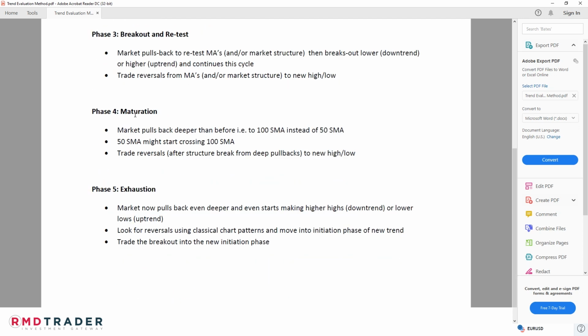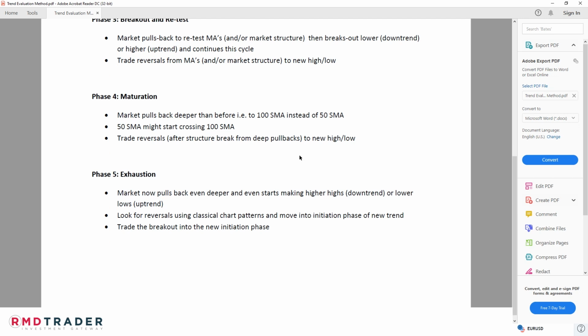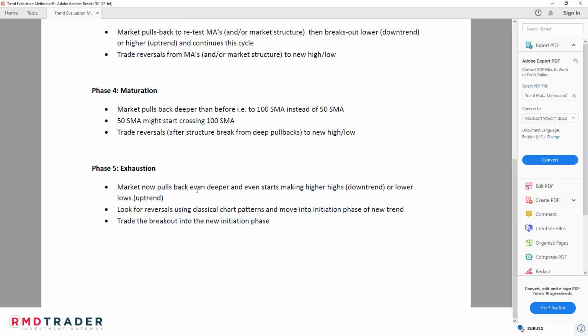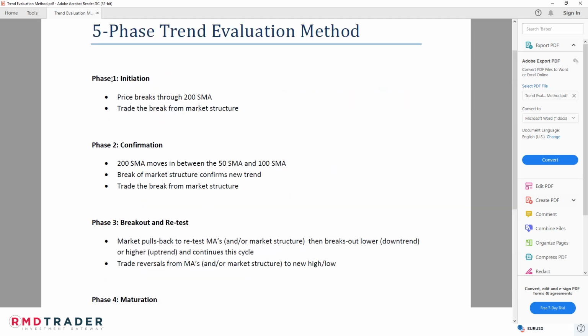In phase 4, which is the maturation phase, what we're now looking for is to trade reversals once again, but only after a structure break from one of those deep pullbacks, and then we are looking to trade that towards, again, a new high or low. Usually in phase 5, you would ideally not want to be trading, but because we are looking for classical charting patterns, and usually we're looking for either a top or a bottom in the market, you could identify one of those charting patterns and then use that to trade the breakout into the new initiation phase, which will coincide with the same trade as phase 1, meaning the break from market structure.